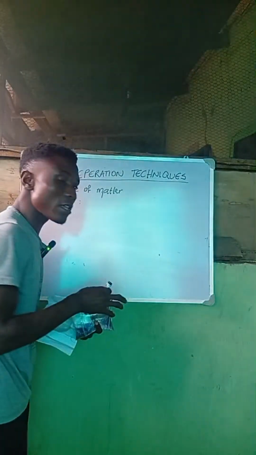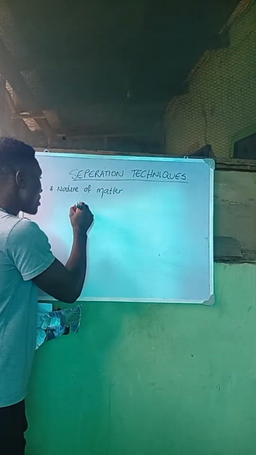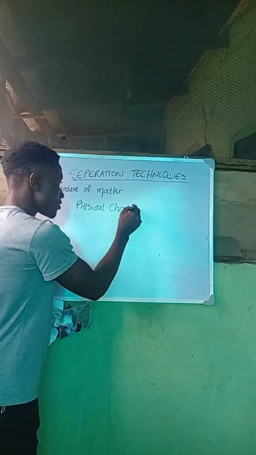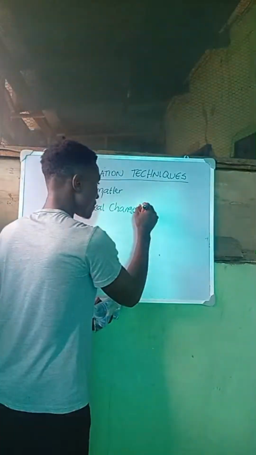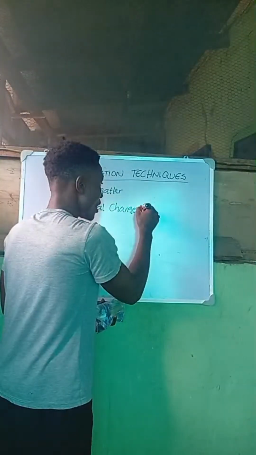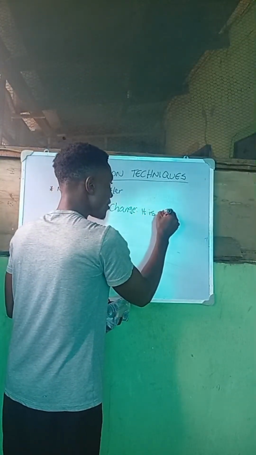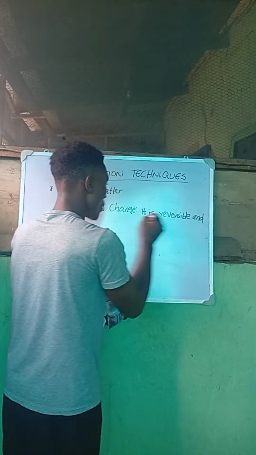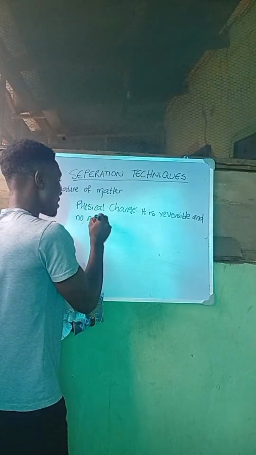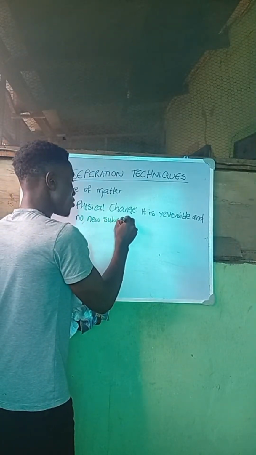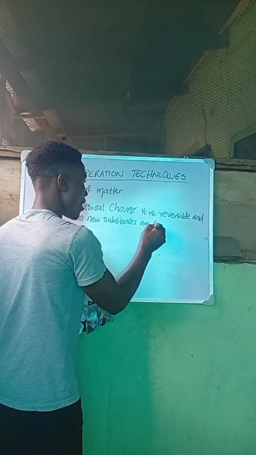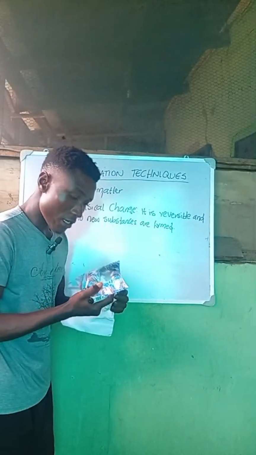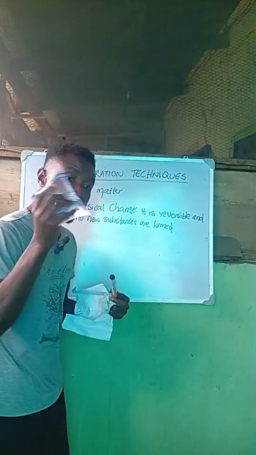So that is the same thing with the word physical change. In this type of change, it is reversible, and no new substances are formed. So this water, if you like, you can leave it for 1 million years, it's still going to remain water.